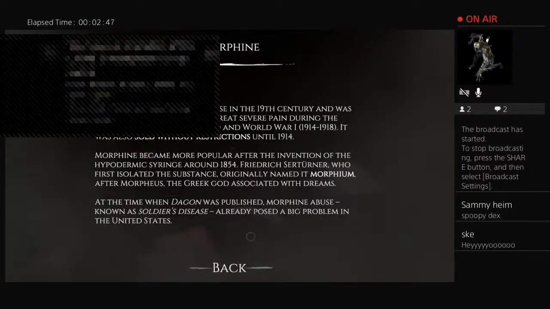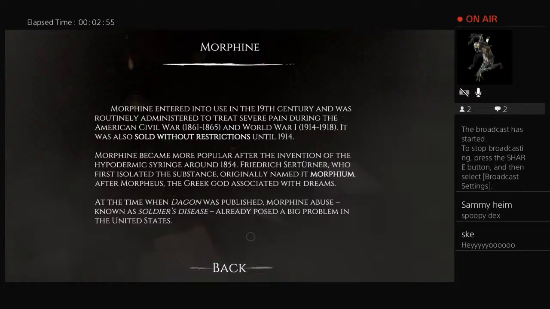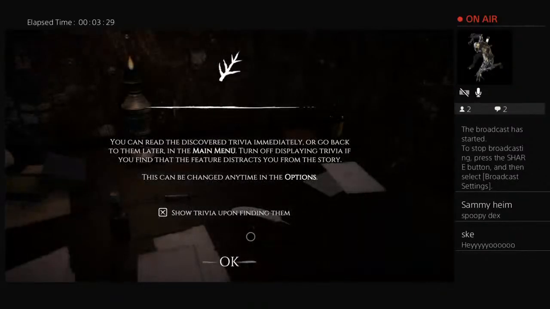Morphine entered into use in the 19th century and was routinely administered to treat severe pain during the American Civil War and World War I. It was also made possible by the hypodermic syringe around 1854. Friedrich Sertürner, who first isolated the substance, originally named it morphium after Morpheus, the Greek god associated with dreams. At the time when Dagon was published, morphine abuse was known as soldier's disease and already posed a big problem in the United States.